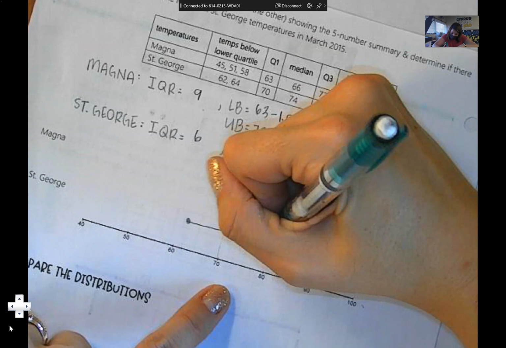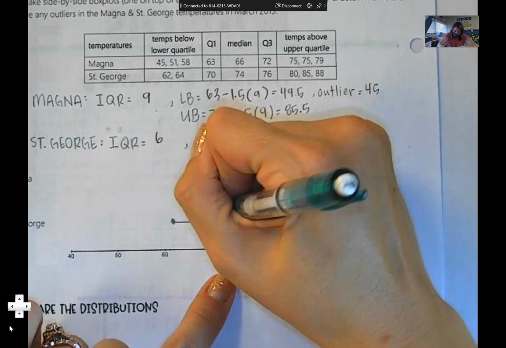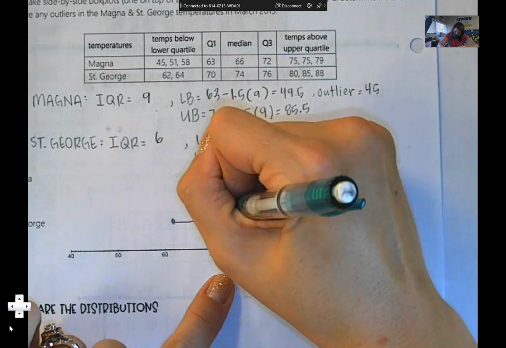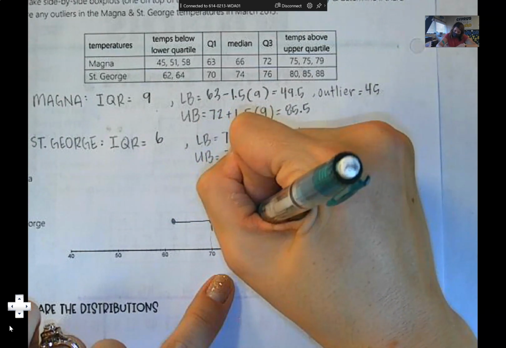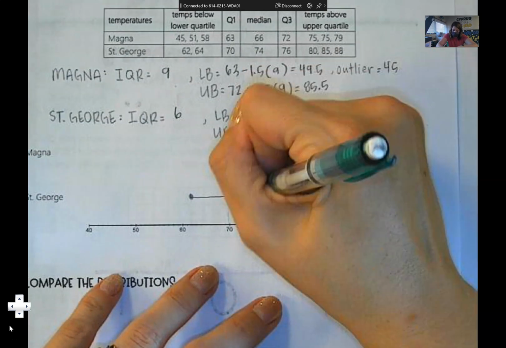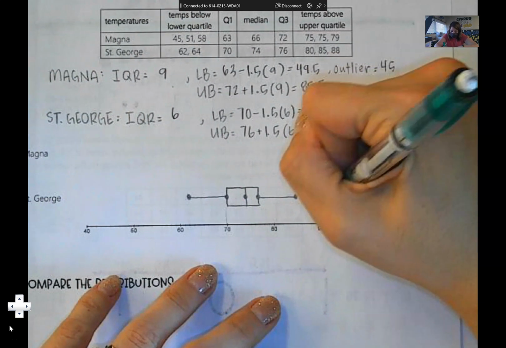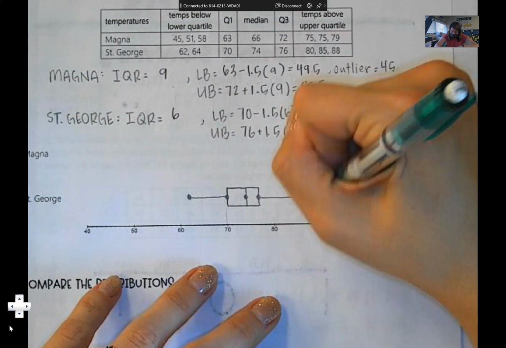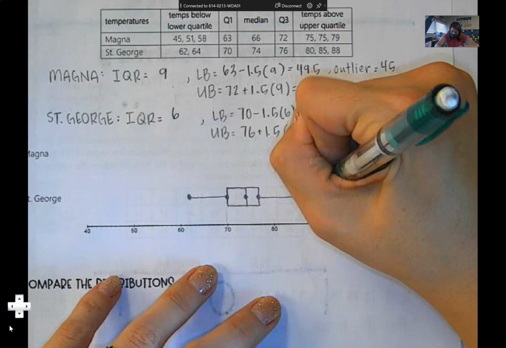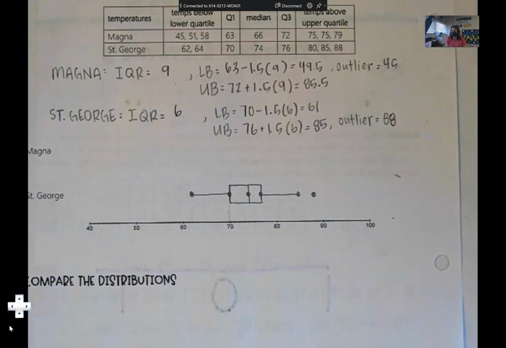Then I'm going to connect those two. I do my box after I connect the lower and upper quartile. And then the last thing that I'm going to put on is that outlier at 88. So that is St. George with an outlier of 88.